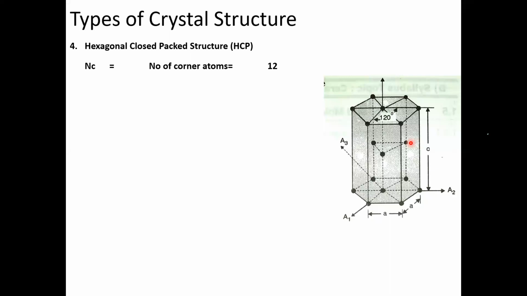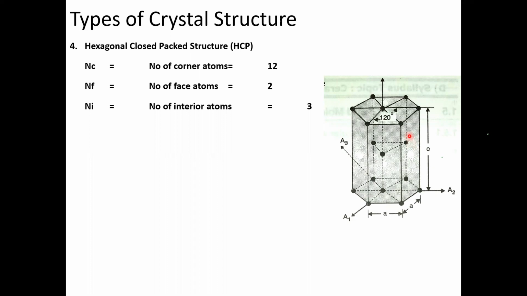The total number of corner atoms is 12. How many face centered atoms are there? 2, because there is one on the top face and one on the bottom hexagon face. And how many interior atoms are there? 3: 1, 2 and 3.